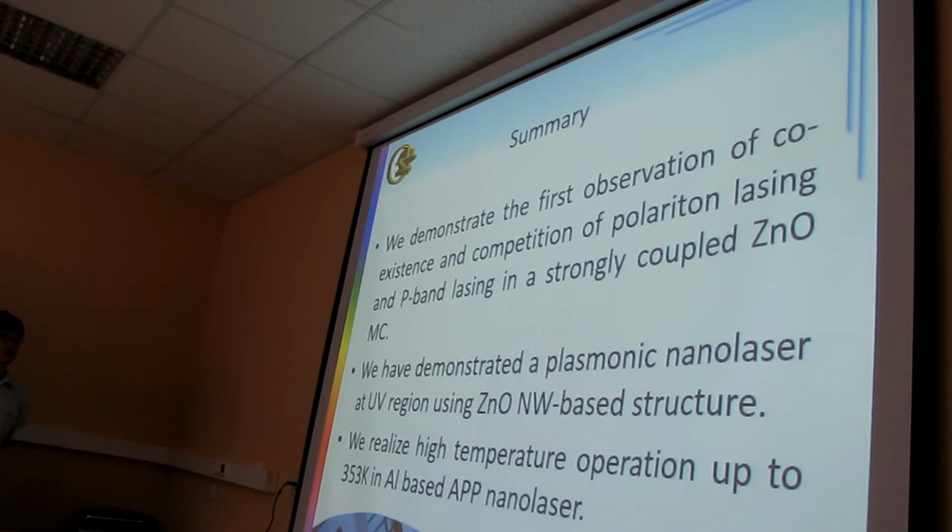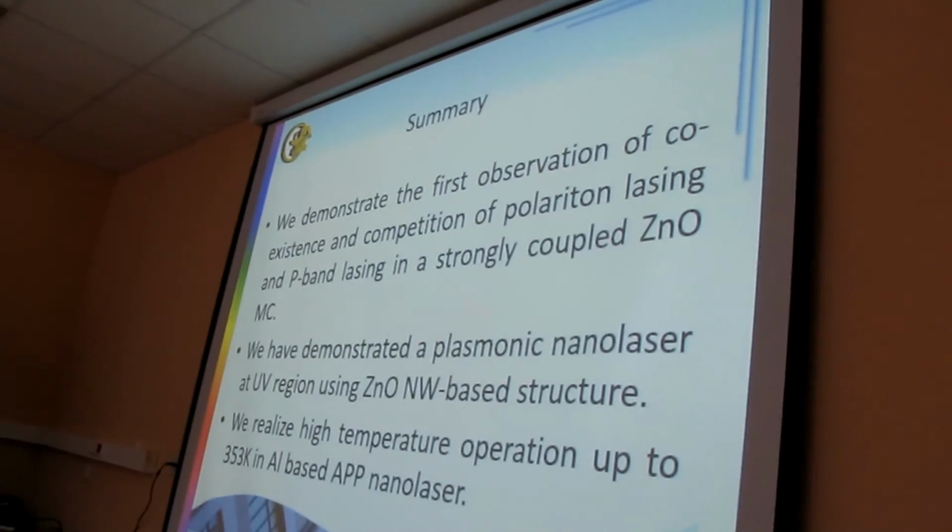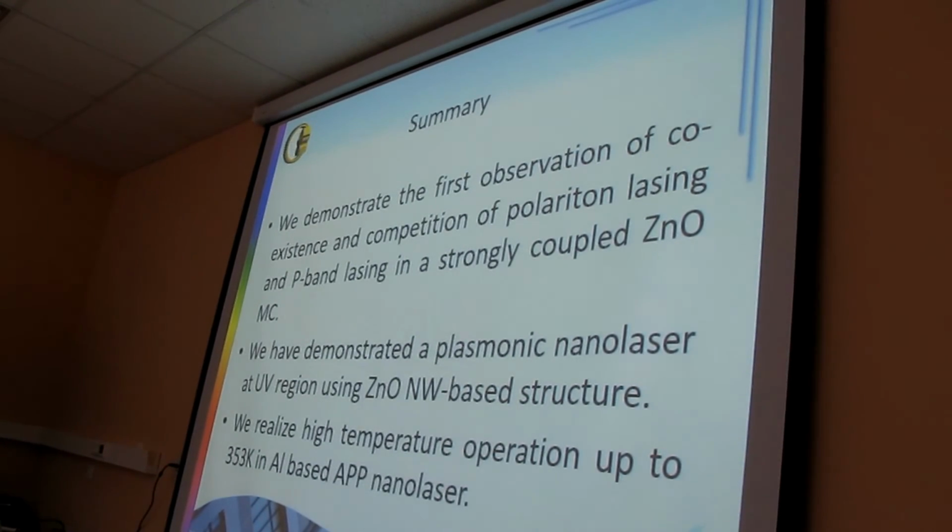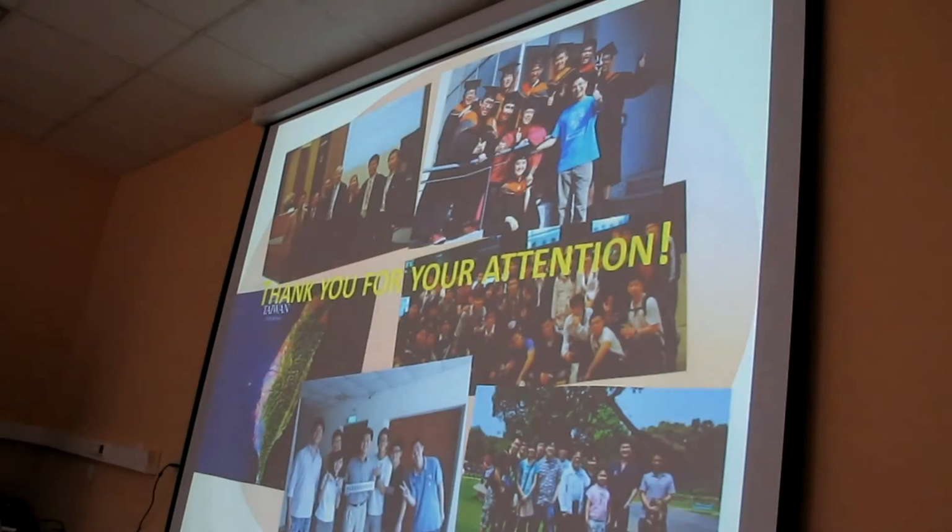So this is my summary. We demonstrate the first observation of the coexistence of photonic band and polariton bridge modes, and they compete with each other. We demonstrate the ultraviolet zinc oxide nanowire based structure. And finally, we realize the high temperature operation up to 353 Kelvin in the aluminum based surface plasmon nanolaser. Thanks for your attention.